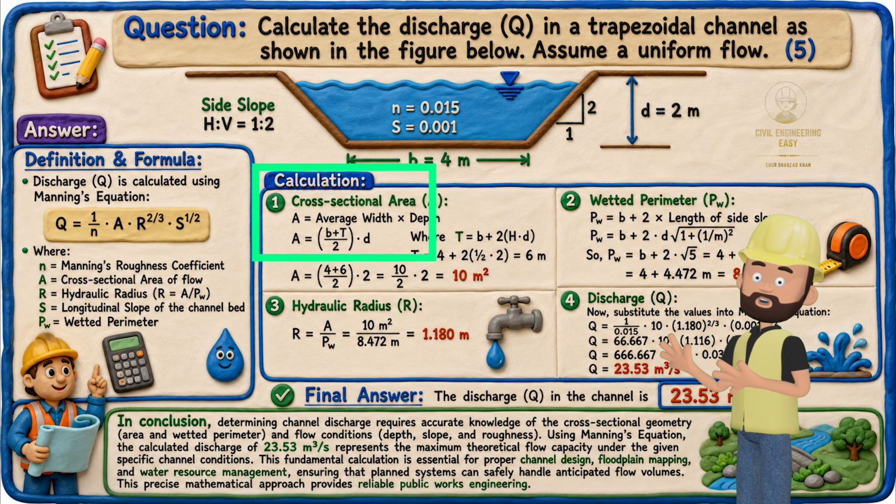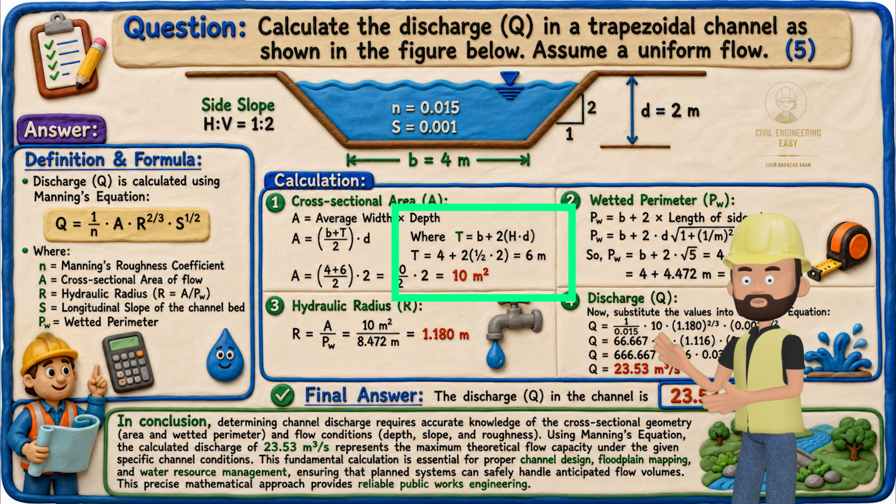Step 1. Cross-sectional area first. We find the cross-sectional area, A, using the average width method. A equals (B plus T) divided by 2 multiplied by D. Here, T is the top width of the water surface, calculated as B plus 2 times H times D.